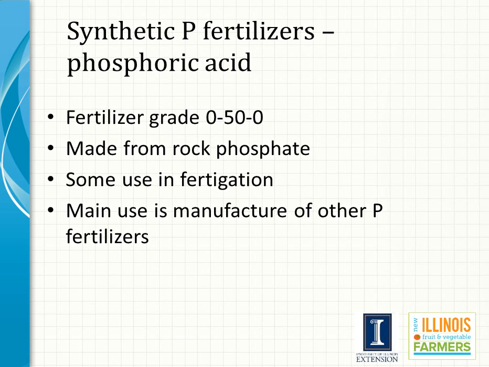There are several synthetic phosphorus fertilizers. All synthetic phosphorus fertilizers are derived from phosphoric acid. Phosphoric acid has a grade of 0-50-0 and is manufactured from the mined rock phosphate. Phosphoric acid is of some use in fertigation, but its main use is in the manufacture of other phosphorus fertilizers.